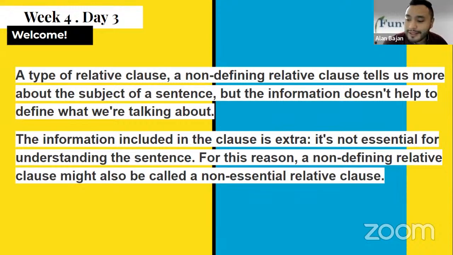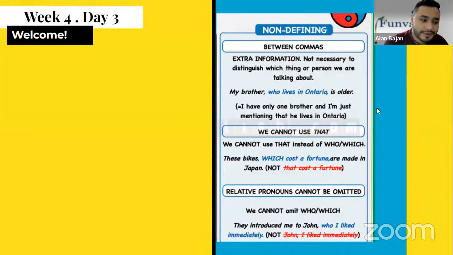With non-defining, why do we call them non-defining? Because they have information that is not relevant. In non-defining, we need to have commas, right? My brother, comma, who lives in Ontario, comma, is older. Here, we cannot use that. These bikes, which cost a fortune, are made in Japan.